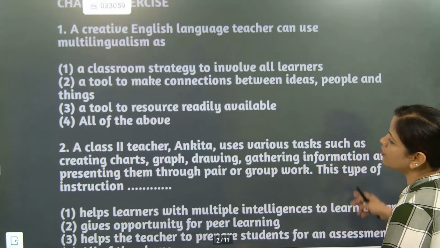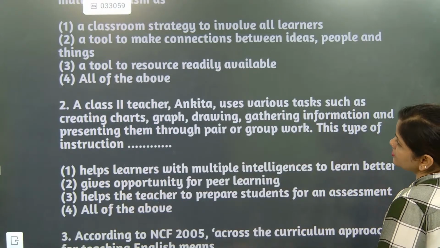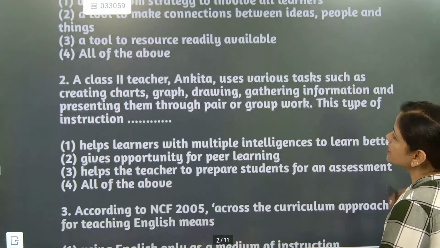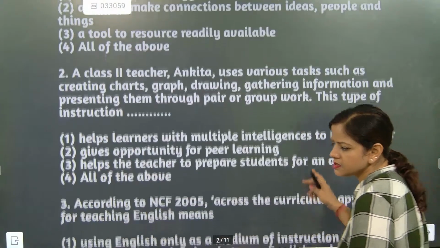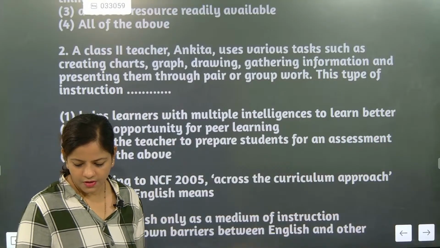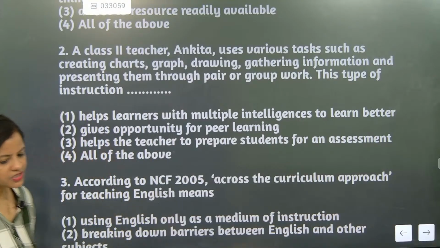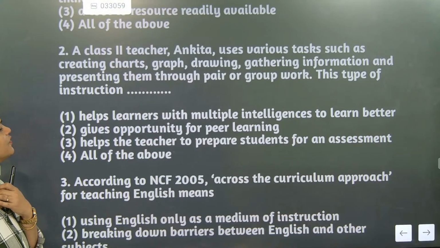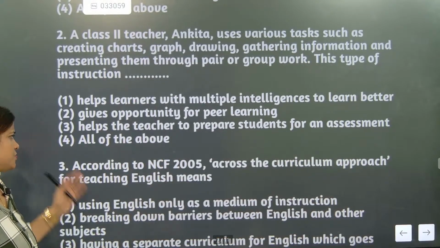Okay. Now we will go for the next question. A class 2 teacher, Ankita, uses various tasks such as creating charts, graphs, drawings, gathering information, and presenting them through pair or group work. So this type of instruction helps learners: help learners with multiple intelligences to learn better, give opportunity for peer learning, help the teacher to prepare students for an assessment, or all of the above.